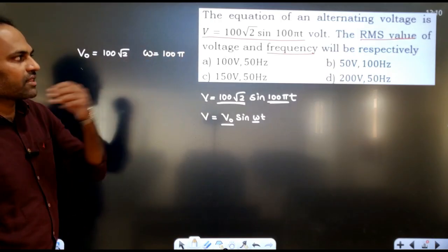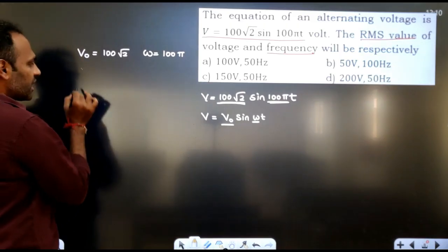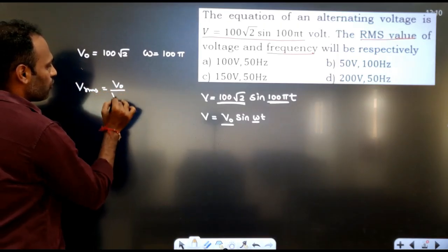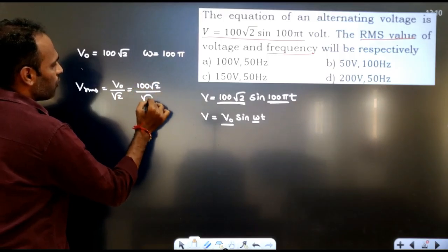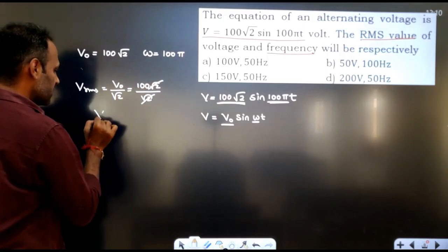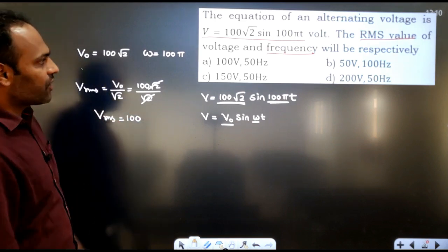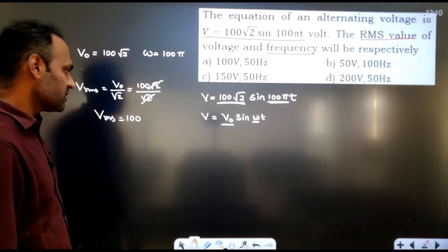So we have been asked to calculate the RMS value and frequency. We have V0, we can calculate RMS. So VRMS is equal to V0/√2. V0 is 100√2 divided by √2. So √2 will get cancelled. RMS value I will get as 100. So RMS value 100 volt is one option. Even though we'll calculate frequency, you already know the answer.